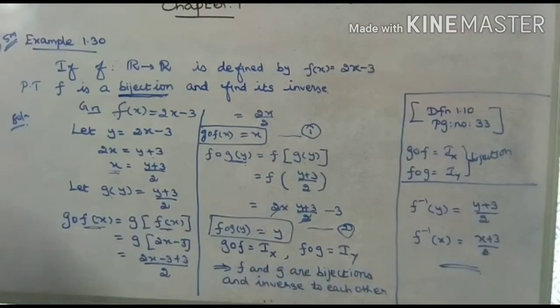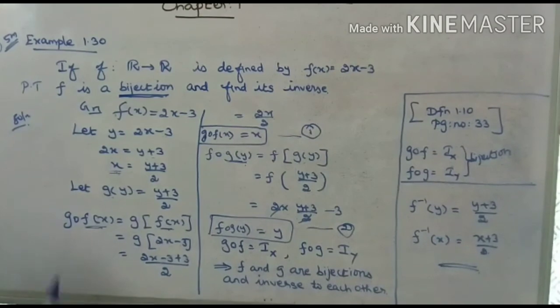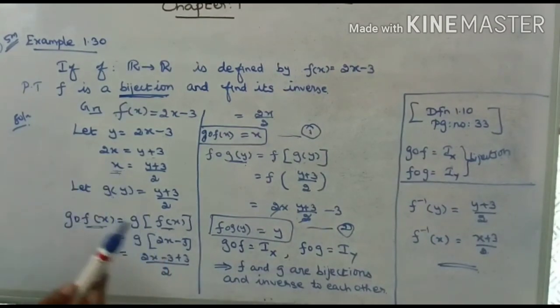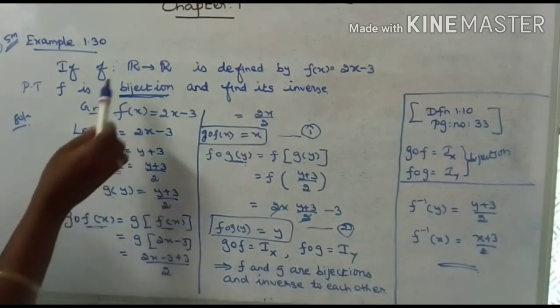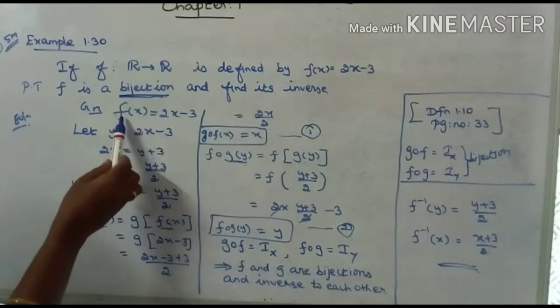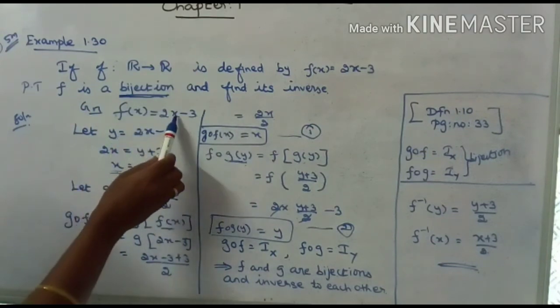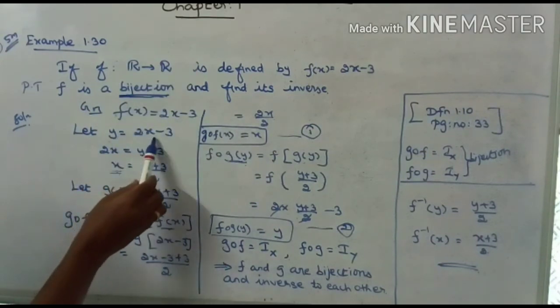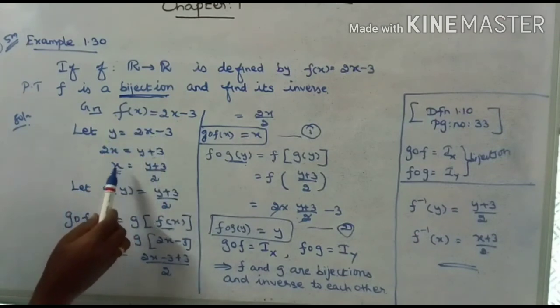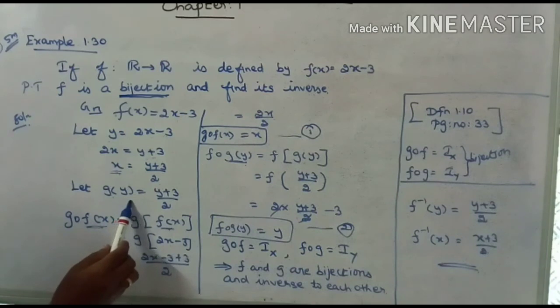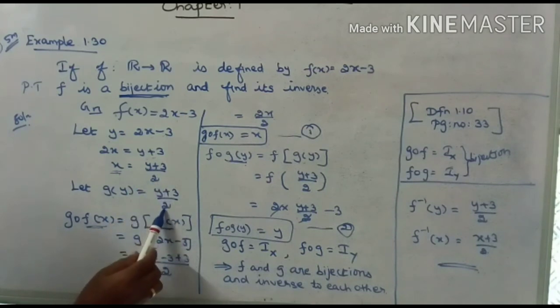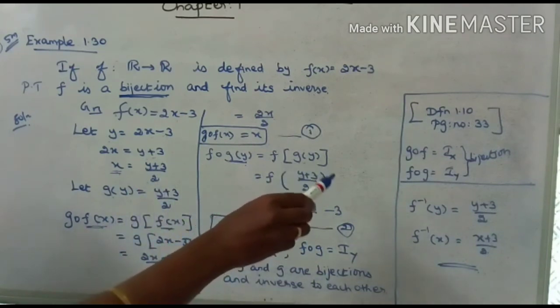Again I will repeat, this is a very important question. We use the bijection condition and find the inverse. The given function is f of x, and the range of the function is 2x minus 3. So we write y is equal to 2x minus 3. We use this equation, solve for the x value, and take g of y is equal to (y plus 3) by 2. Then check the bijection part.